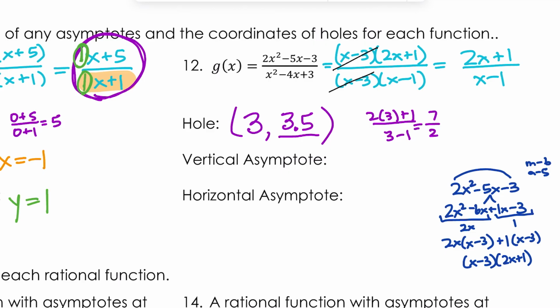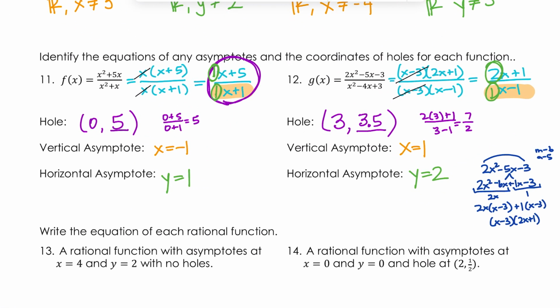Vertical asymptote is coming from what's left in the denominator. So x minus 1 tells us the vertical asymptote is x equals 1. And our horizontal asymptote comes from these coefficients of our x. 2 over 1, so y equals 2.